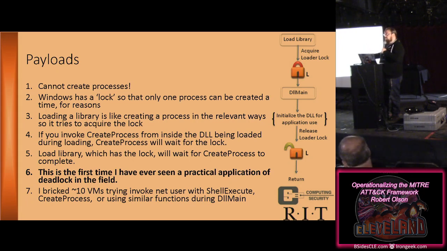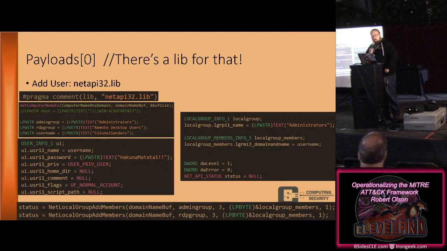So if I actually try to create a process from this particular DLL, the loader lock has already been acquired by Windows to load the library. CreateProcess is going to be waiting on Windows to release it, but Windows isn't going to release it until the DLL gets finished, and the DLL can't finish as the loader lock is already acquired, which is deadlock. This is the first time I've ever actually encountered deadlock in the field, and I bricked a bunch of VMs before I figured out what was going on. Because if you set this, it fires at boot, and Windows does not play nice if you deadlock on boot.